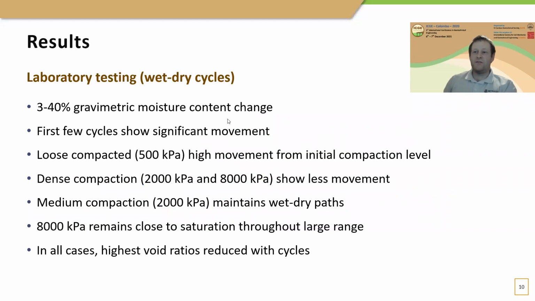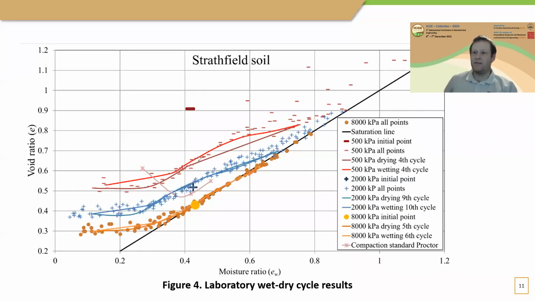The dense compaction, the 2000 kPa and 8000 kPa, they show a lot less movement, whereas the medium compacted 2000 kPa maintains its wet dry paths. So you can see here where its initial one, it's maintaining that wet dry path. Some of them went up a little bit higher, but the rest it just maintains along that wet drying path.